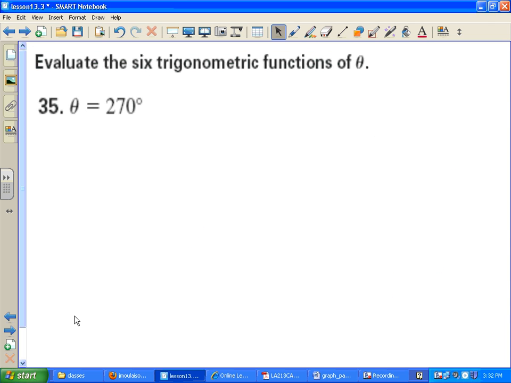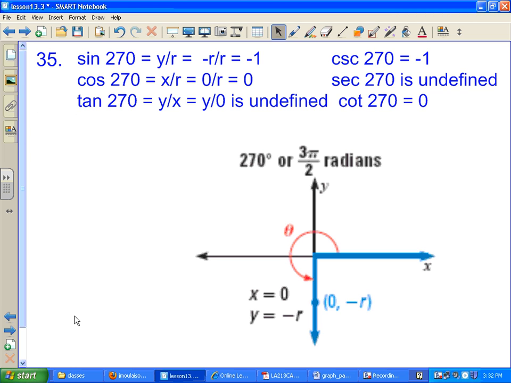So here's an example. Evaluate the 6 trigonometric functions of theta. Theta is 270 degrees. My terminal ray lies here. Again, standard position. Here's my initial ray, terminal ray, and there's an angle of positive 270 degrees.